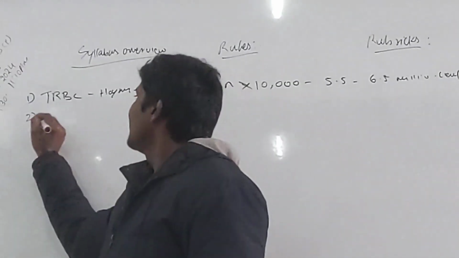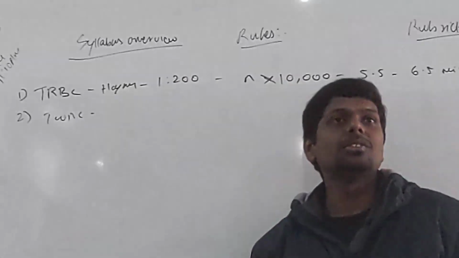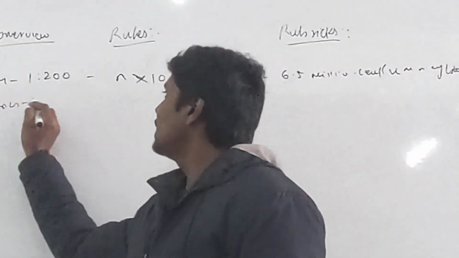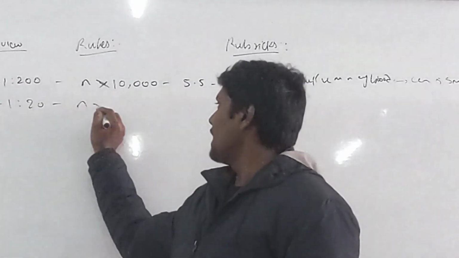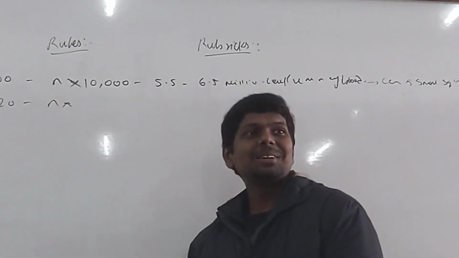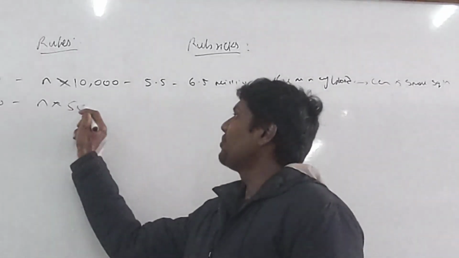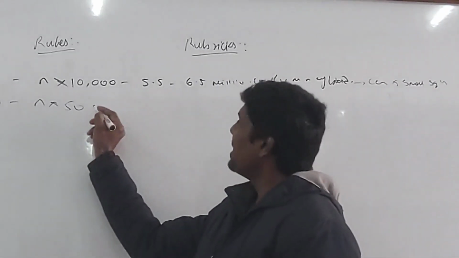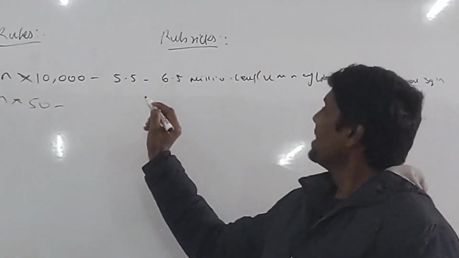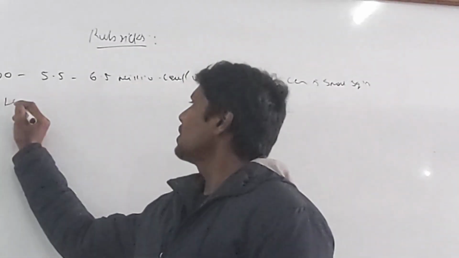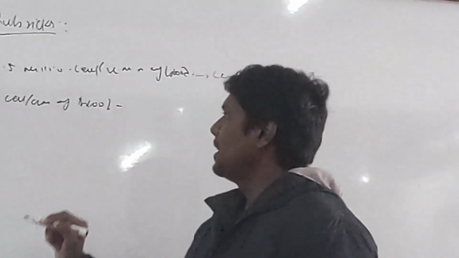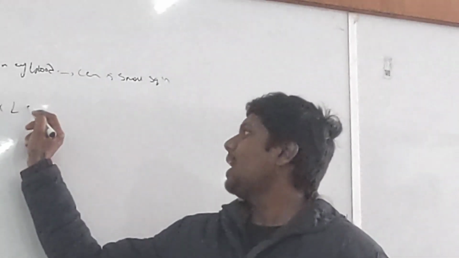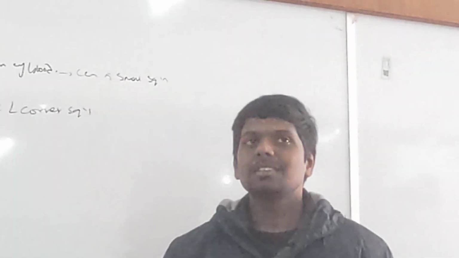Okay. Then next one, TWBC. What diluting fluid we are using for TWBC? Turks fluid. Very good. What is the dilution factor? 1:20. What is the formula? N into 50. Okay, good. Normal value of WBC? 4,000 to 11,000 cells per cubic millimeter of blood. Then where you will count the WBC? In the 4 large corner squares. Is everything clear so far? Yes. Then next one.